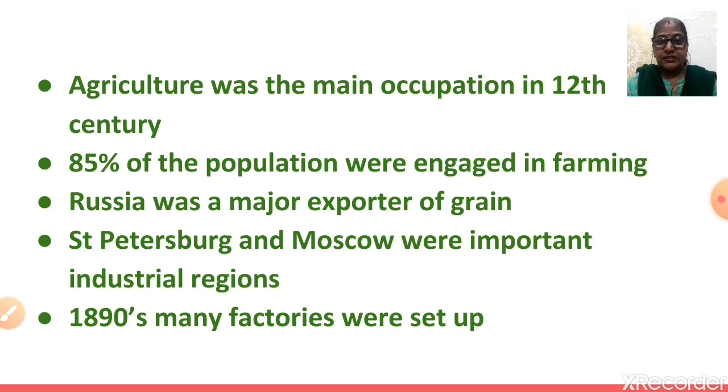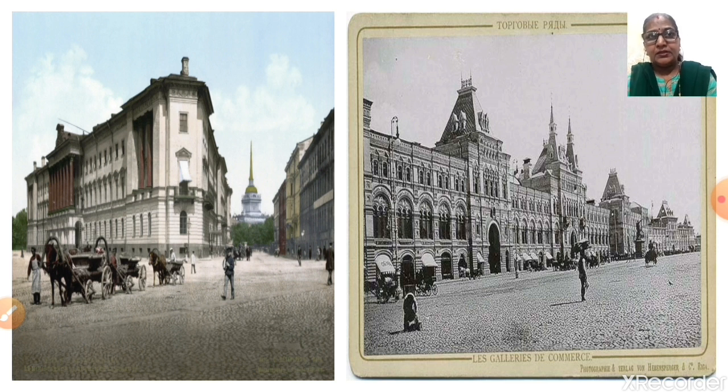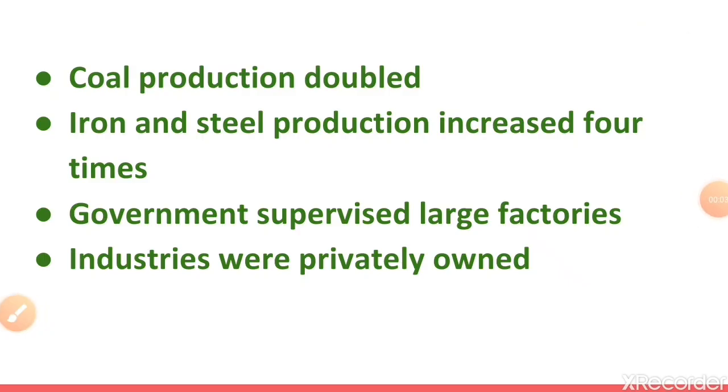When industries were set up, production was more. Production of coal doubled, whereas iron and steel production increased 4 times. See here on your monitor, these are the pictures of St. Petersburg and Moscow, the industrial areas that developed. As I told you, production of coal doubled and iron and steel increased 4 times.